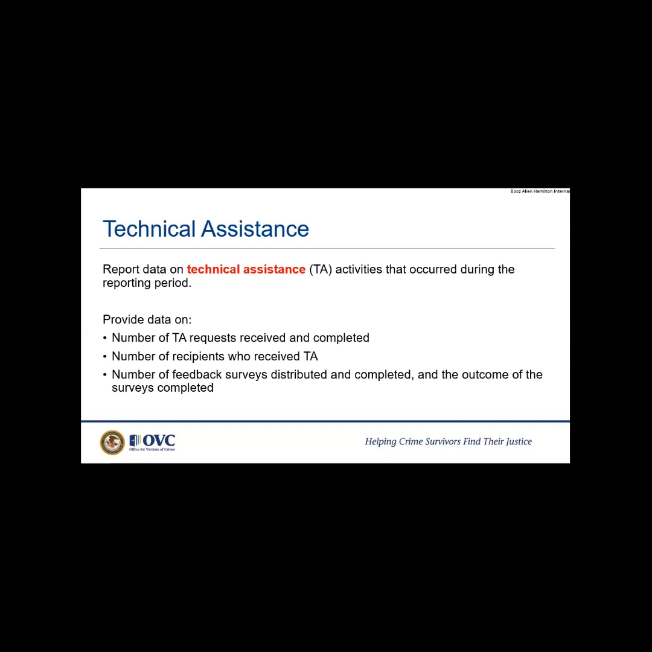The feedback surveys, however, you distributed it to all 5 recipients, only 2 of them completed it, and that's okay. So the number of completed surveys could look different than the number of distributed surveys. And then you would speak to the outcome of the surveys completed only, not just the distributed surveys as a total. Okay, next slide.